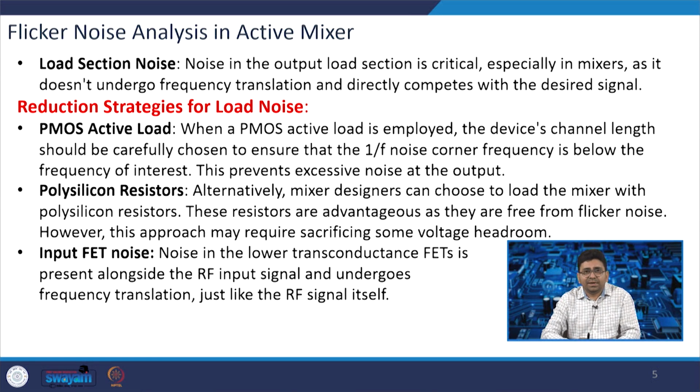One of the ways we can reduce the noise is by using a PMOS active load. When a PMOS active load is employed, the device channel length should be carefully chosen to ensure that the 1 by f noise corner frequency is below the frequency of interest, and this prevents excessive noise at the output. So, one reduction strategy is to use the PMOS active load. Another strategy is to use a polysilicon resistor, which will not add that much noise, and we can reduce the effect of the flicker noise.